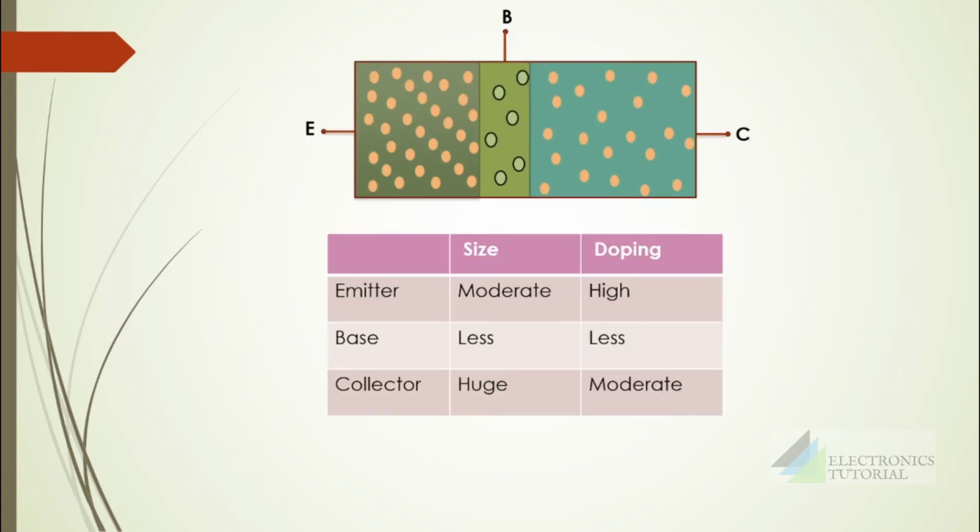By comparing, we can say that the base is having lower size and lower level of doping, and for an emitter, the size is kept moderate, that is, greater than base but smaller than collector. But it is having a higher level of doping. And for a collector, the size is kept very high, but the doping level is kept moderate, that is, greater than base but less than emitter.